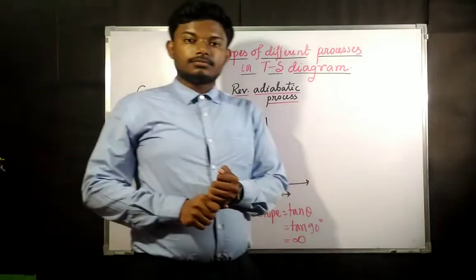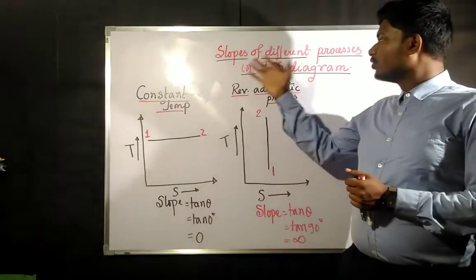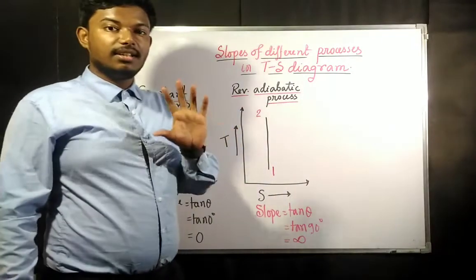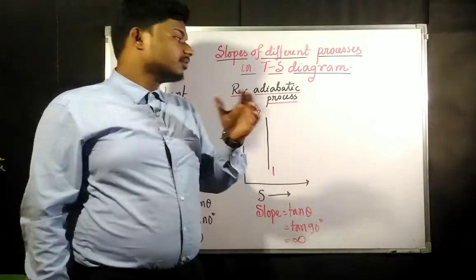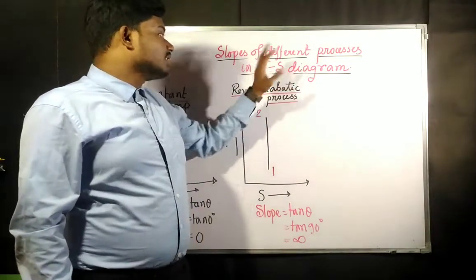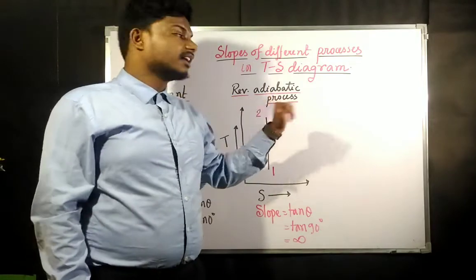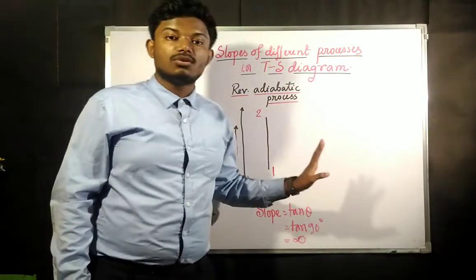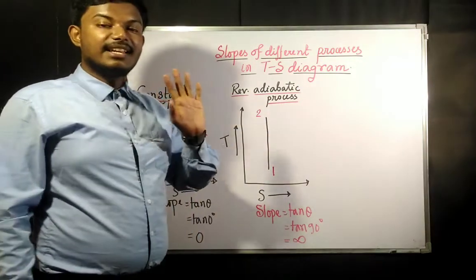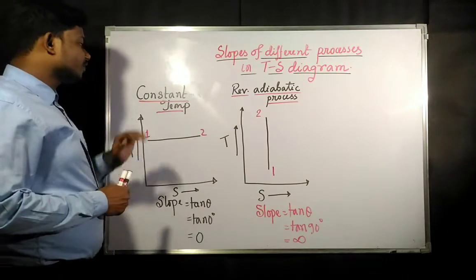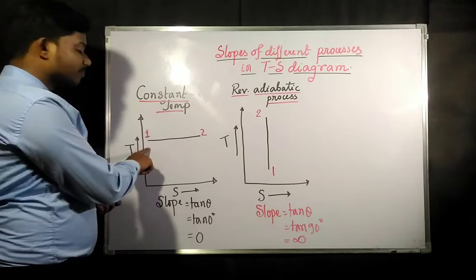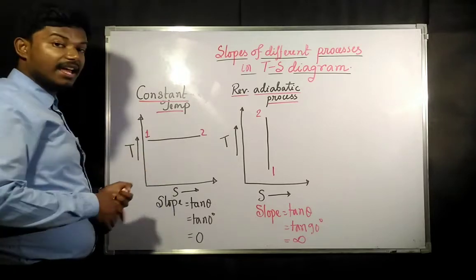Now we are going to read about slopes of different processes in the TS diagram. Previously we have done the open system and closed system diagrams in the PV diagram. Now we are going to find the slopes of all the processes in the TS diagram. First of all, the process we are taking is constant temperature. Since it is a TS diagram and temperature is constant, this must be parallel to the entropy axis.